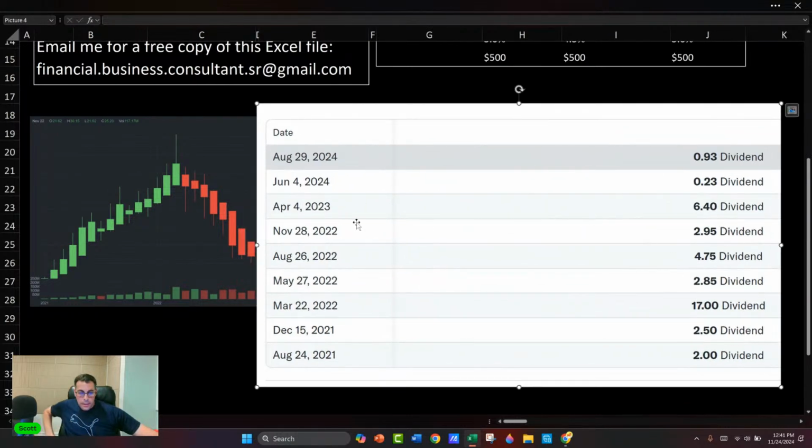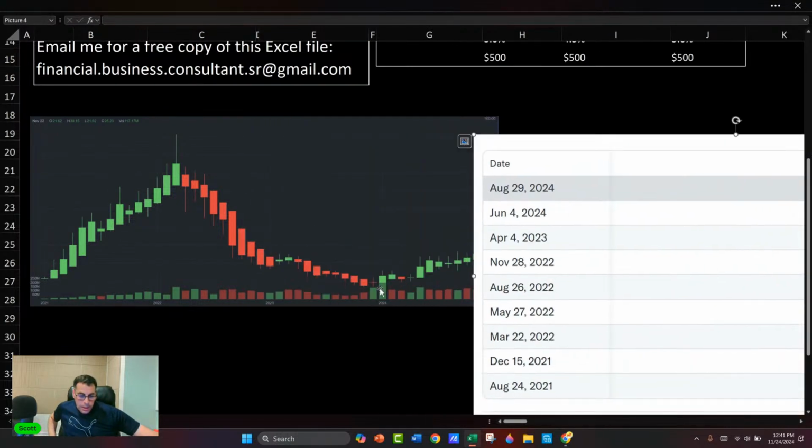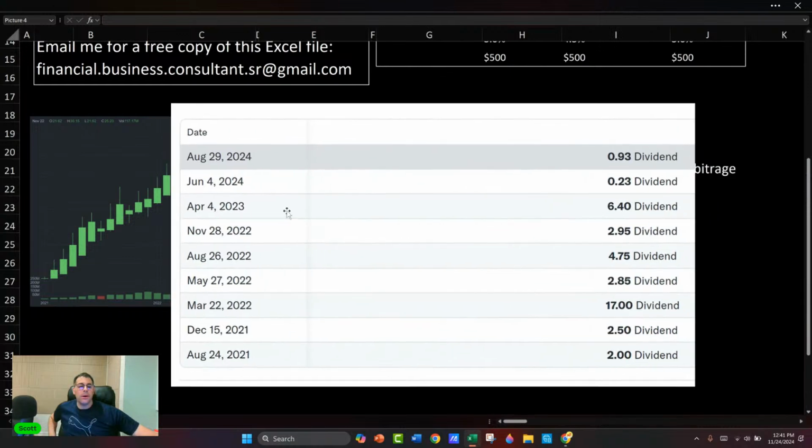And then in January 2024, people started buying it again. It's just supply and demand. That's just how stock prices move.